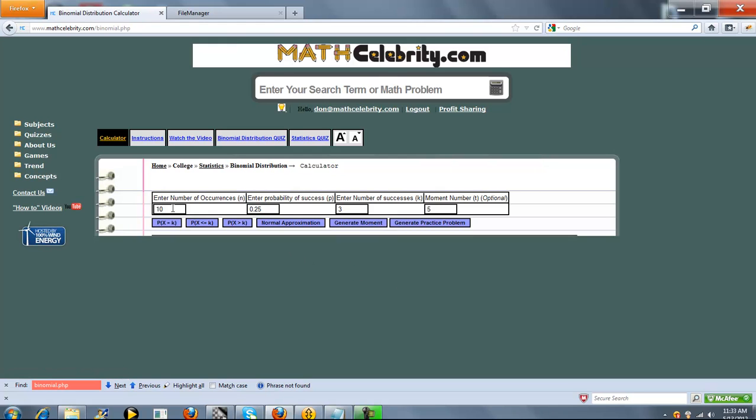So as you can see, we've got three mandatory inputs, n, p, and k, and this one's optional, and that's only if you want to calculate moments. So n is your number of recurrences, p is the probability of success for one event, and k is the number of successes. So when you're ready, you choose one of these three buttons. Let's do x equal to k.